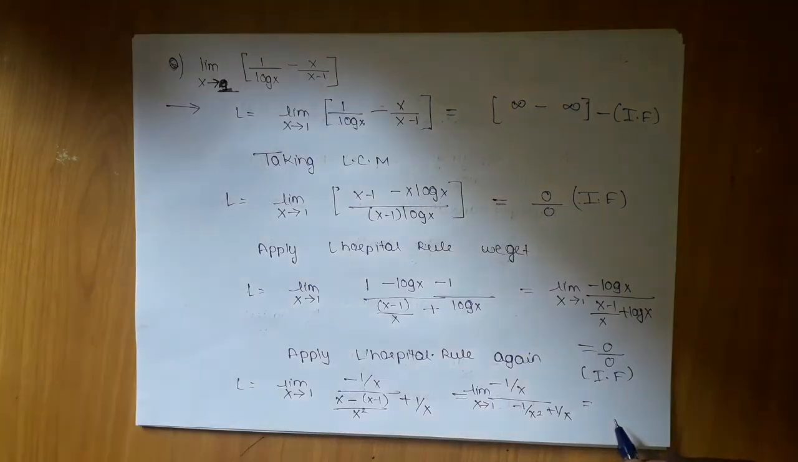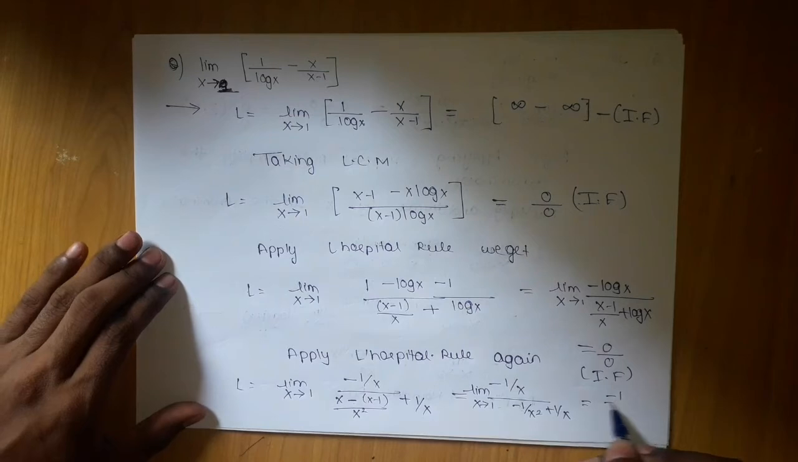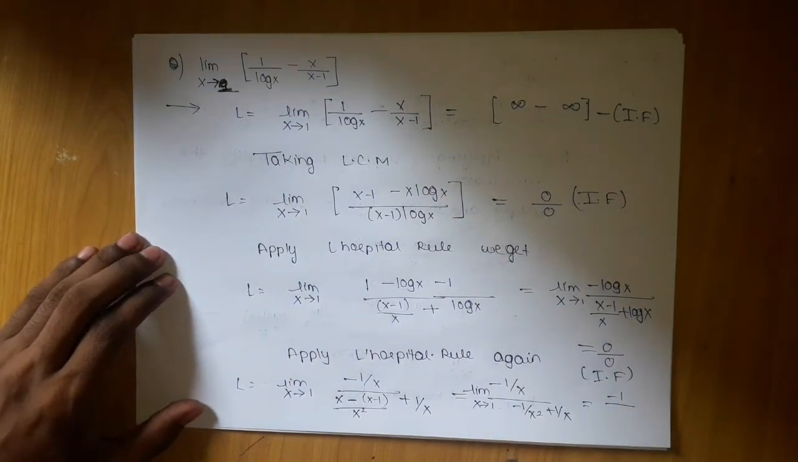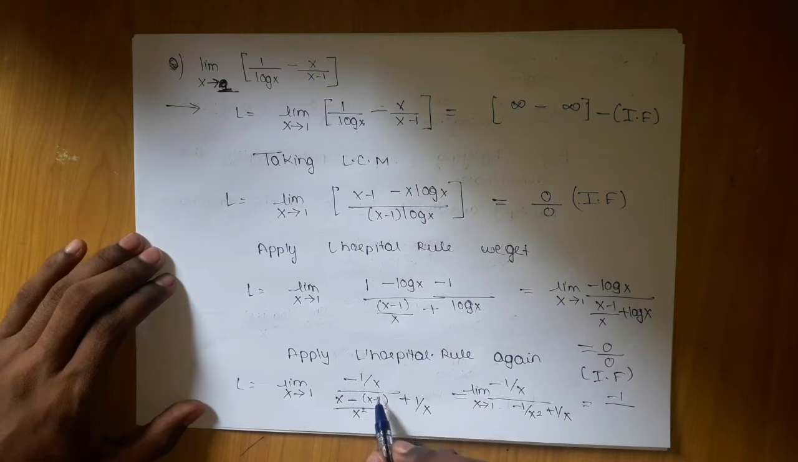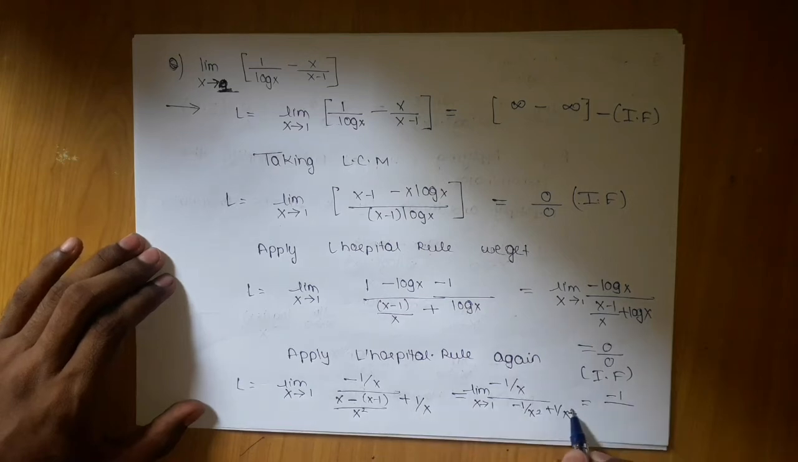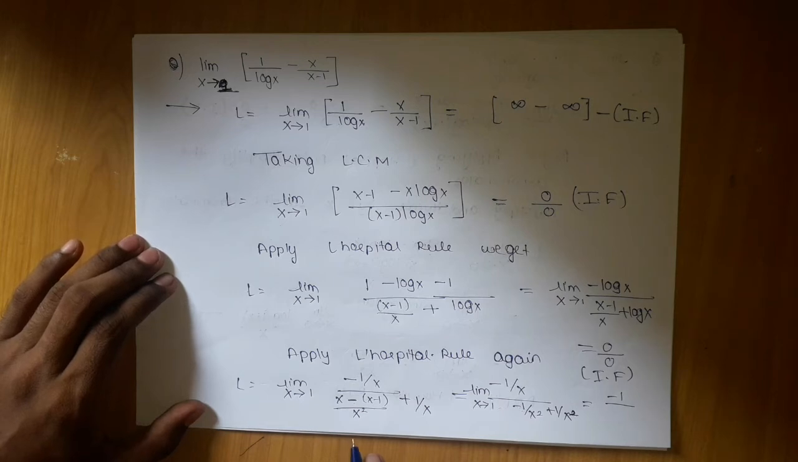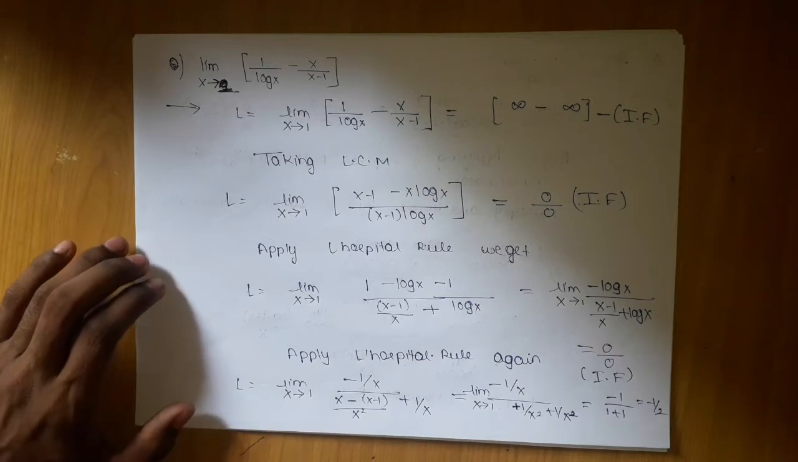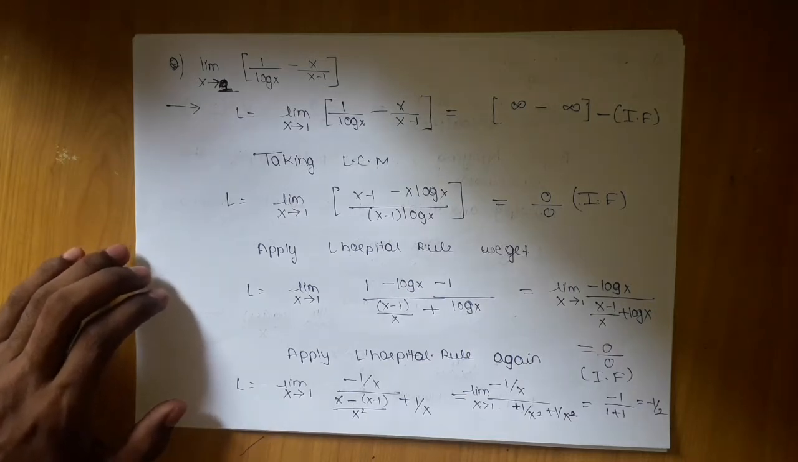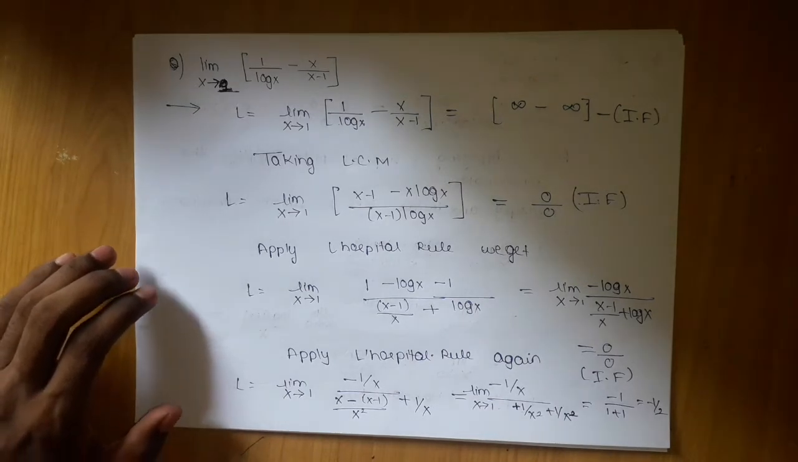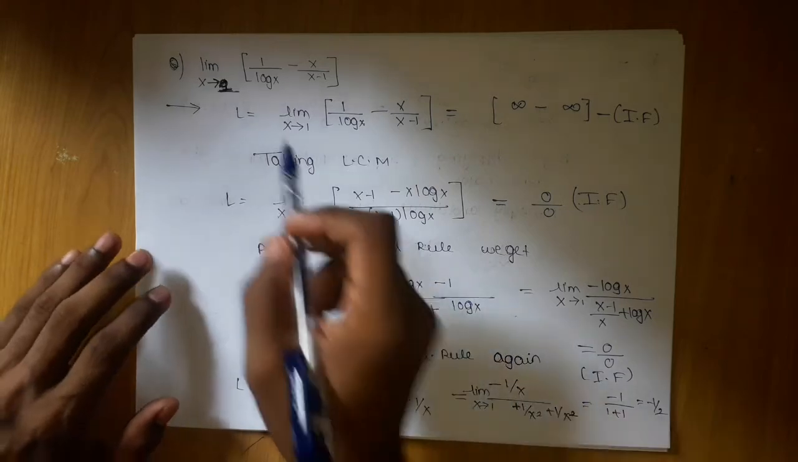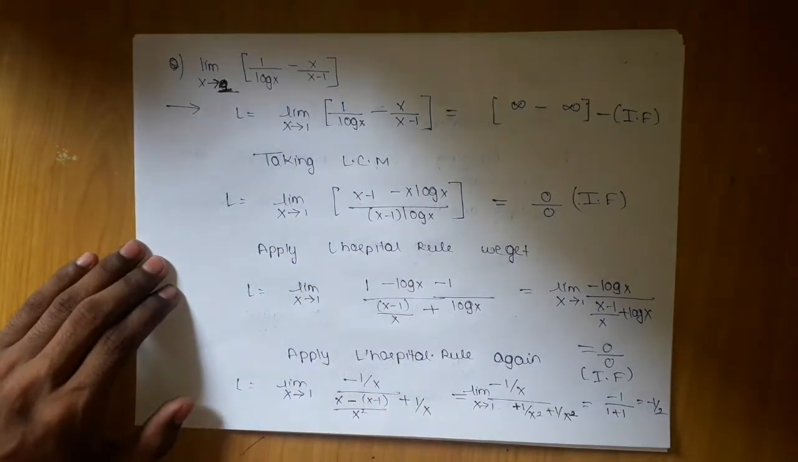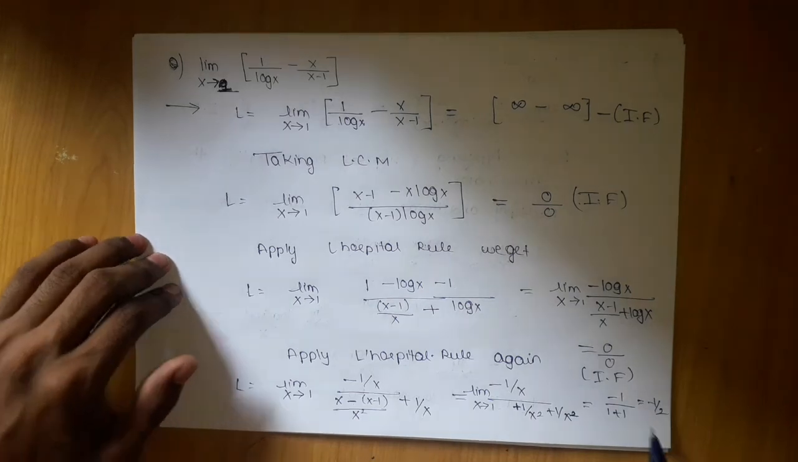What we are getting, if I substitute 1, is minus 1 by x, and here we are having 1 by x, so this will become 1 upon x square, and this will become plus 1. So if I substitute, I will be left with minus 1 plus 1 by 2. So here we are getting a finite value, which means we stop applying L'Hopital's rule and end our question here. But remember, don't forget the last step, otherwise your marks will be deducted. You will not get complete marks unless you write limit x tends to 1 of 1 upon log x minus x by x minus 1 equals this finite value, which will give you complete marks.